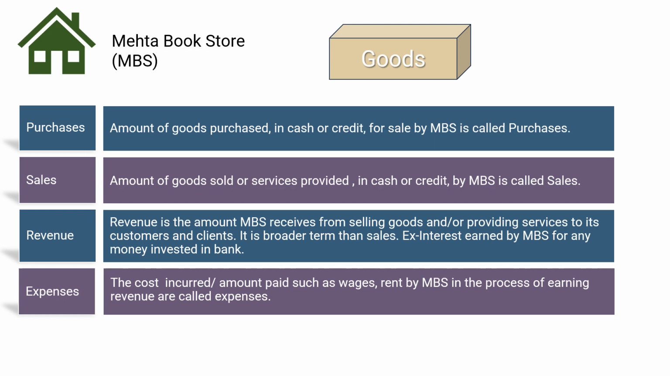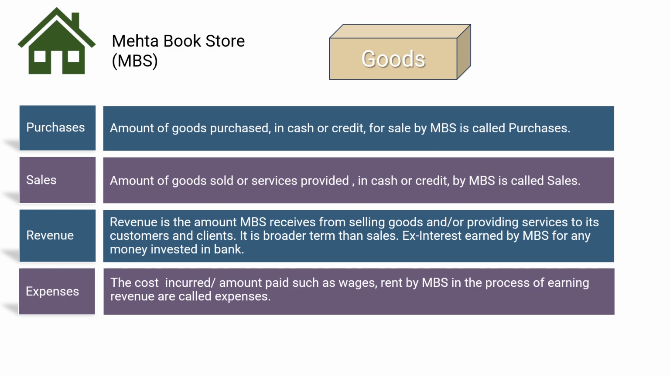Suppose you paid wages or you paid rent. So these are all the expenses which have to be incurred for earning the revenue. Because if you do not have a shop where you can sit and sell goods, you will not be able to earn the revenue. And for sitting in the shop, suppose you took the shop on rent, you have to pay the rent. So this rent is an expense.